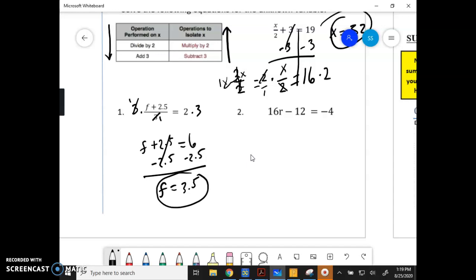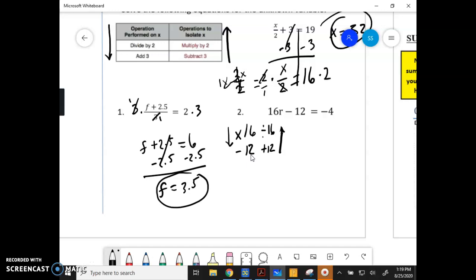And if you want to write a little chart here, if that helps you out, we can do that. So what's being done to r? We are multiplying by 16, and we are subtracting 12, right? And we're going this way. So we need to do the inverse operation. So we need to divide by 16 and add 12. And we need to go this way. Ooh, I wrote 12 there. We need to divide by 16 and then add 12. All right, so if that helps you, you can absolutely do that.